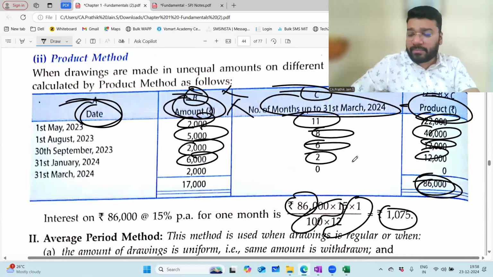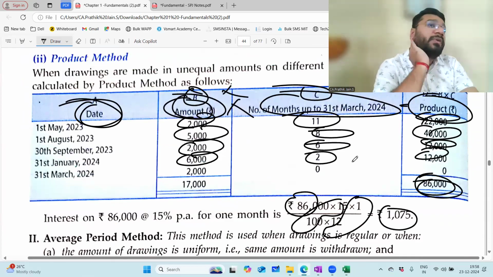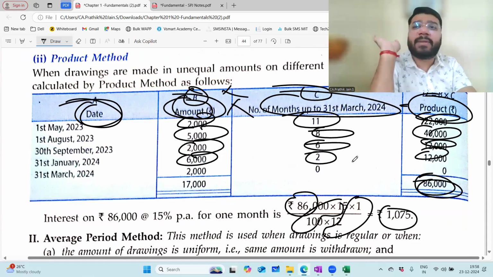Any problem under product method? No, sir. Very less chances of this simple method or product method being asked, because here the highlight is the third method. High chances of only average period method coming in exam, but in case if they ask to a surprise, then you should not be getting stuck there, because only one question is there based on this. So please be aware of this.